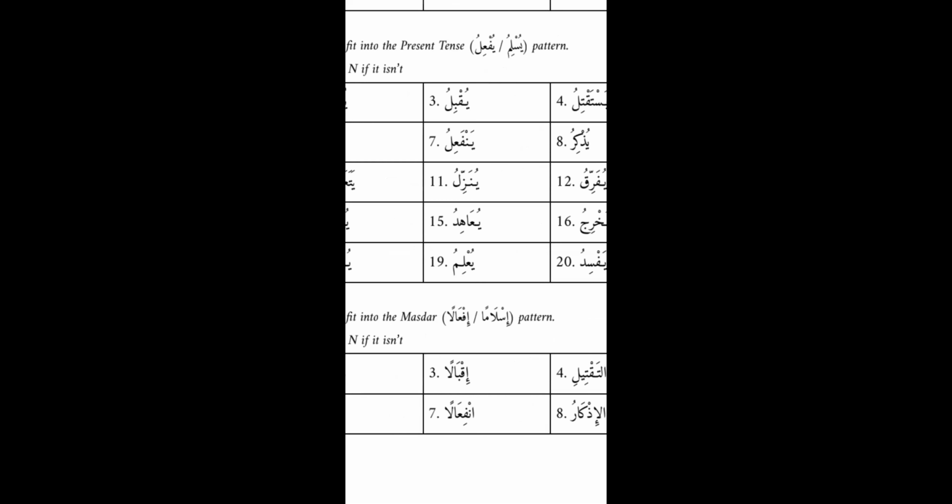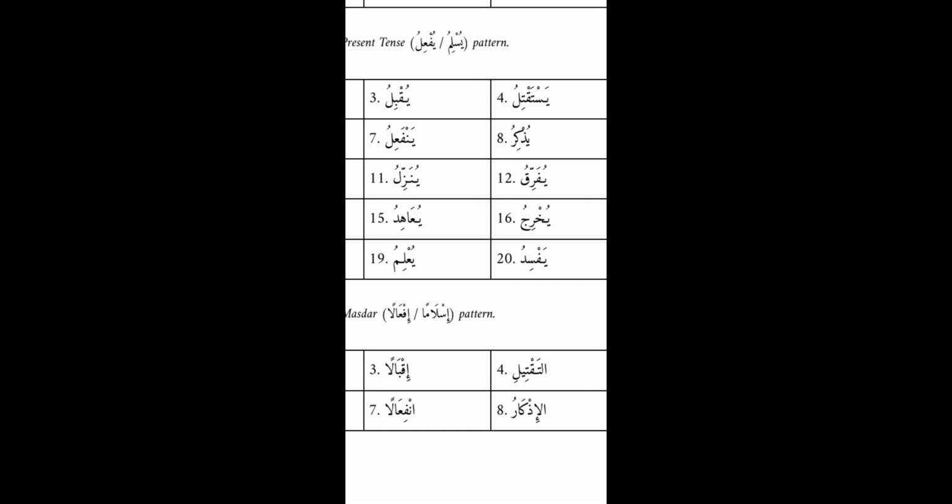Okay, let's do the other four on this page. Number two. Iqbalan is from what family? Family four, because of the Hamzatul Qata with the Kasra. Okay. Infialan. What family is this? Inqalaba family. What number is that? Can you remember? Family seven. Eight is Ikhtaraba, right? But you got the family right, that's what matters. So Infala is the Inqalaba family and the number is F7.